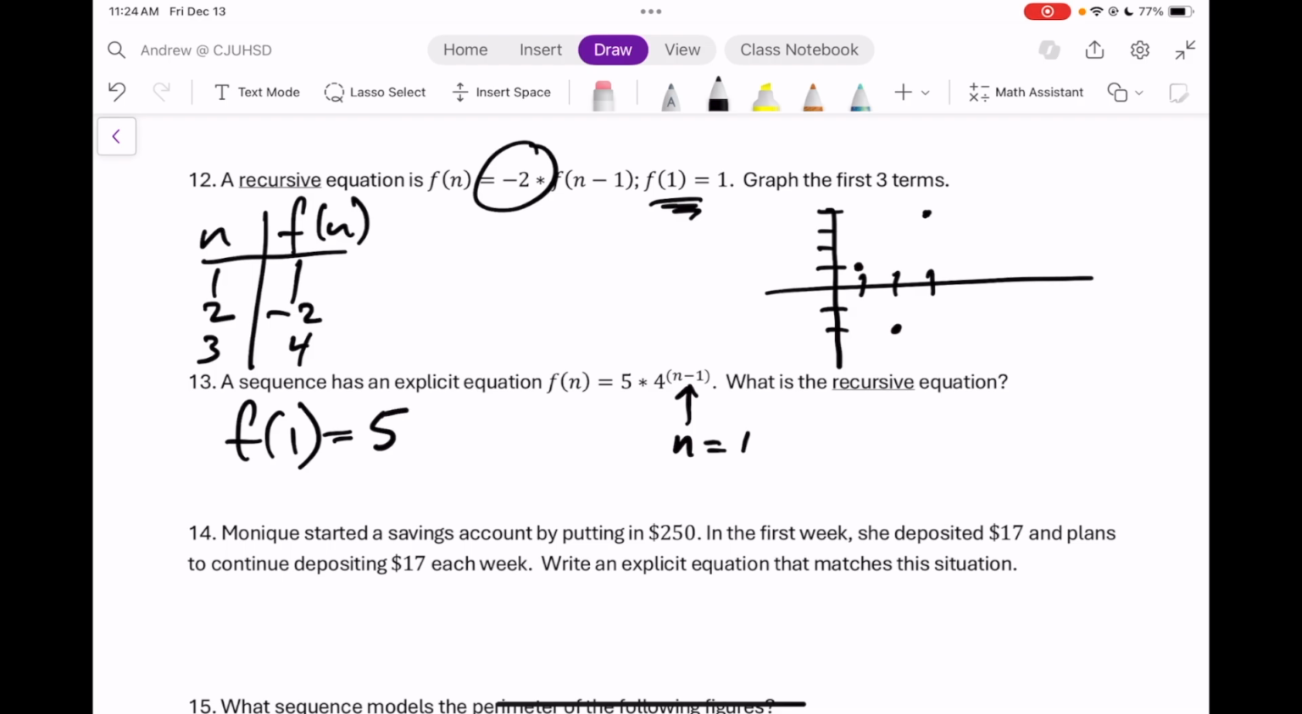And then to get the next term, I'm going to multiply by 4. 4 is the thing that I'm putting as an exponent. That's the thing I keep multiplying by. So 4 times f of n minus 1.